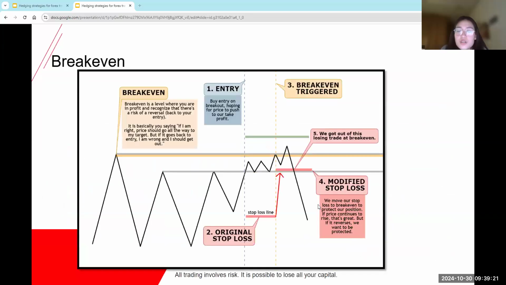Okay, so let's now dive into break evens. Are there any questions on trading stop loss before we move on to break even? No, all good. Okay, great. So the next risk management technique we're going to talk about is break even.